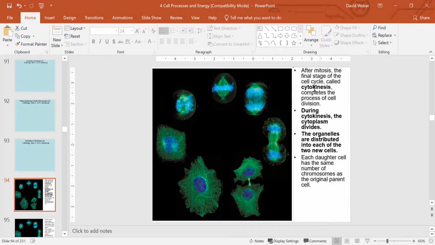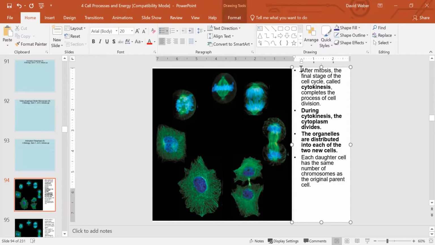So do me a favor. I need you to unfortunately do these 3. Remember that each daughter cell, meaning the new cell that is divided in, has the same number of chromosomes as the original parent cell. So the original cell is identical to the new cell. Pause the video, write it down.